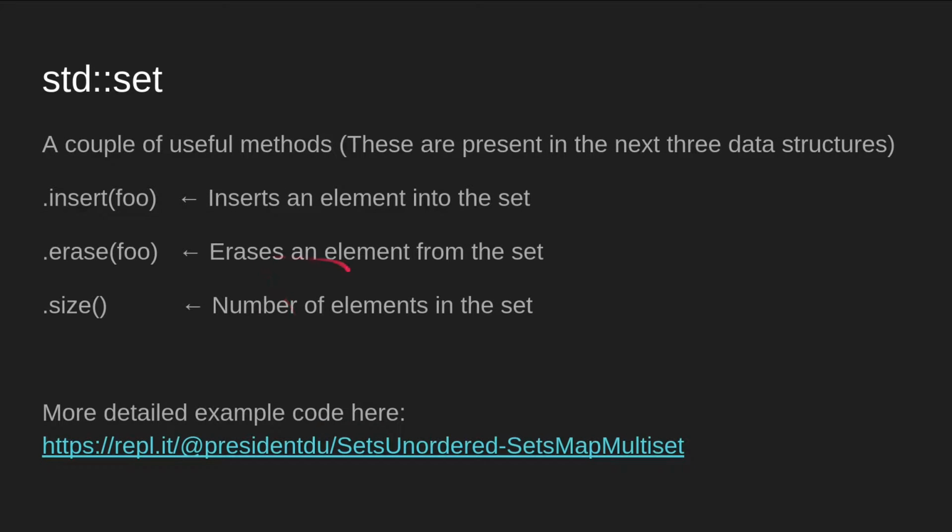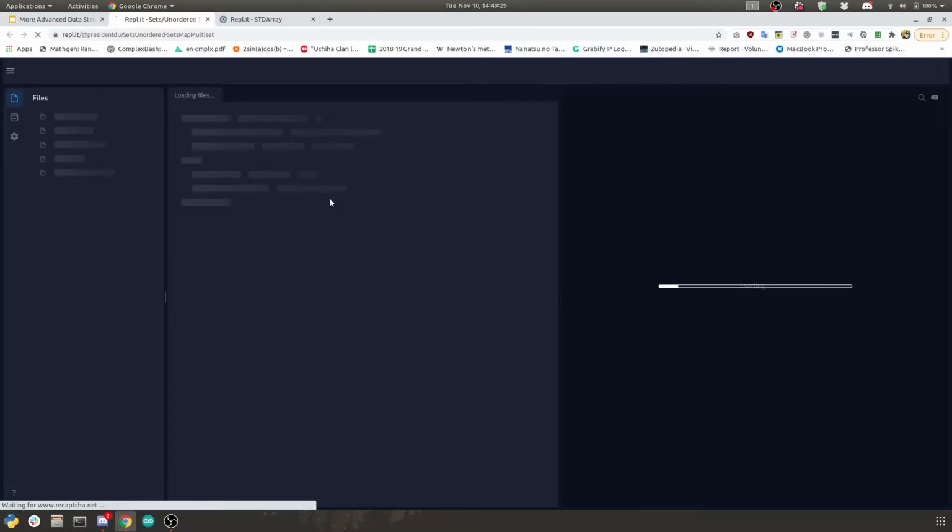So here are a couple useful methods. You can always consult the documentation. Yep. So we have .insert, which inserts an element into the set. We have .erase, which erases an element from the set, and you can get .size, which returns the number of elements in the set. And I haven't looked over Trevor's code, but we might as well give it a quick review.